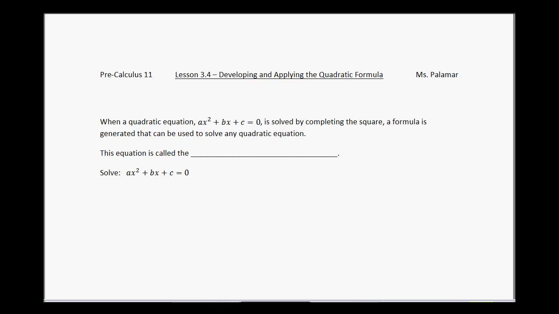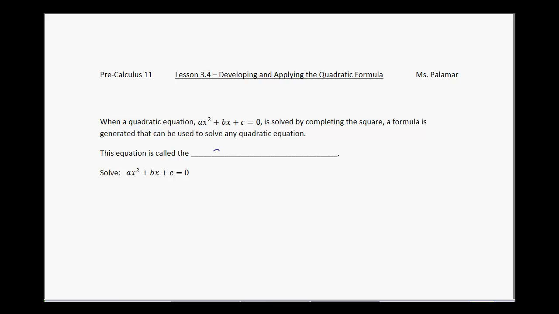Welcome to lesson 3.4, developing and applying the quadratic formula. Previously we have used a couple of methods to solve quadratic equations, such as factoring or completing the square, but now we are going to develop a formula. When a quadratic equation ax squared plus bx plus c equals 0 is solved by completing the square, a formula is generated that can be used to solve any quadratic equation.